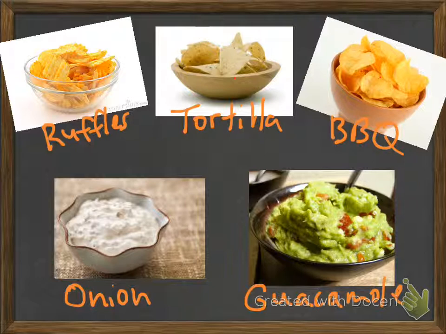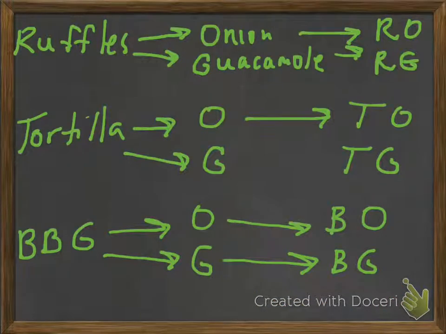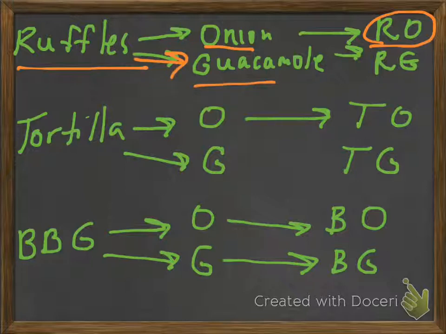Okay, how did you do? Let's take a look. So we have 3 kinds of chips and 2 kinds of dip. We want to see the possible outcomes you would have if you took the chips and put them in the dip. What would you get? If we start with the Ruffles and we go to the onion dip, you're going to get Ruffles and onion. And if you go to the guacamole, you're going to get Ruffles and guacamole.